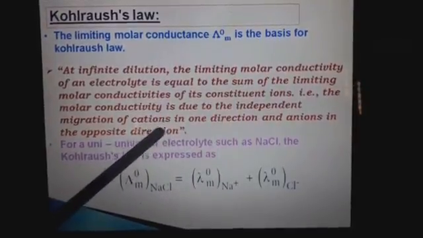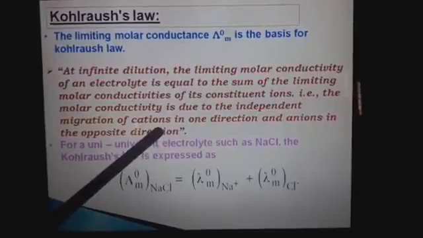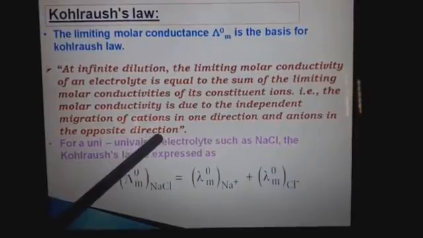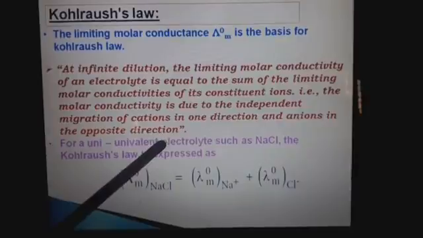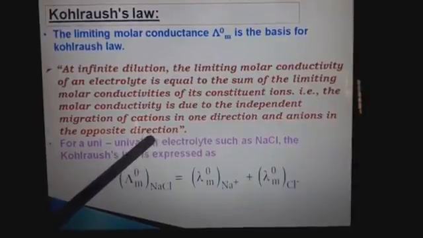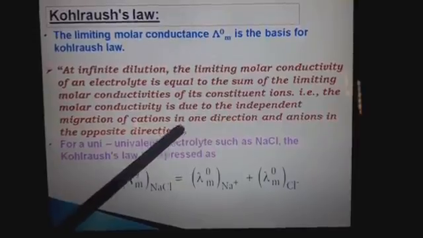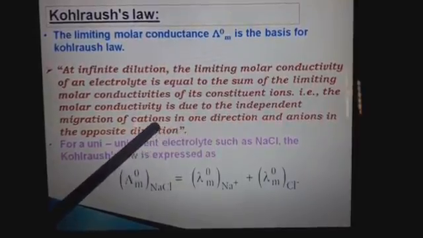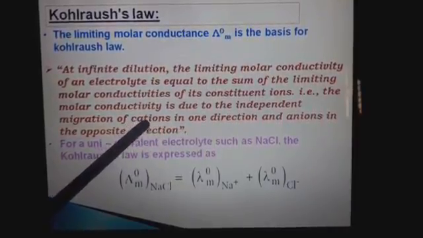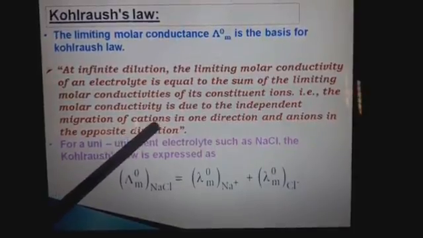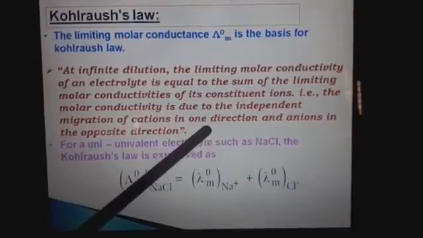You already know that cations move to the electrodes. Cations have positive charge and move towards the negative electrode, and anions move to the positive electrode. So this is the concept. The molar conductivity is due to the independent migration of the cations in one direction and anions in the opposite direction.